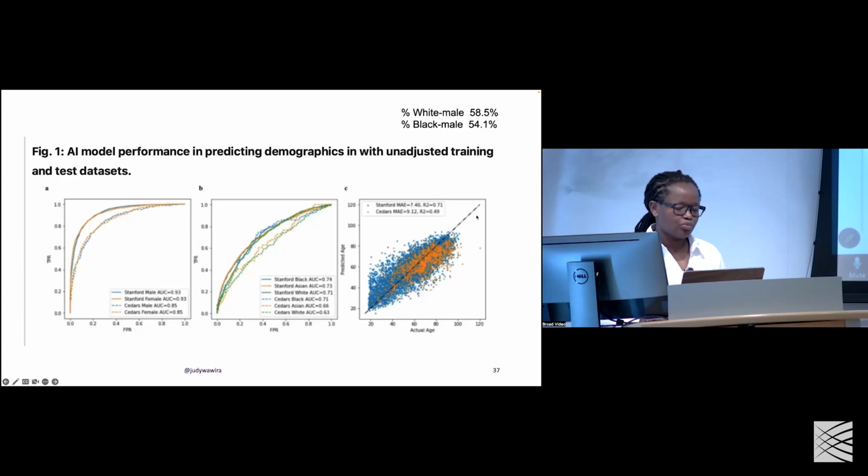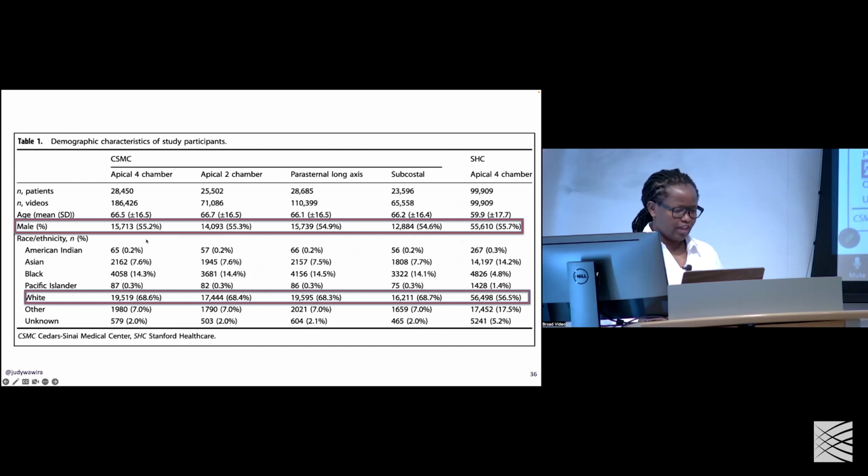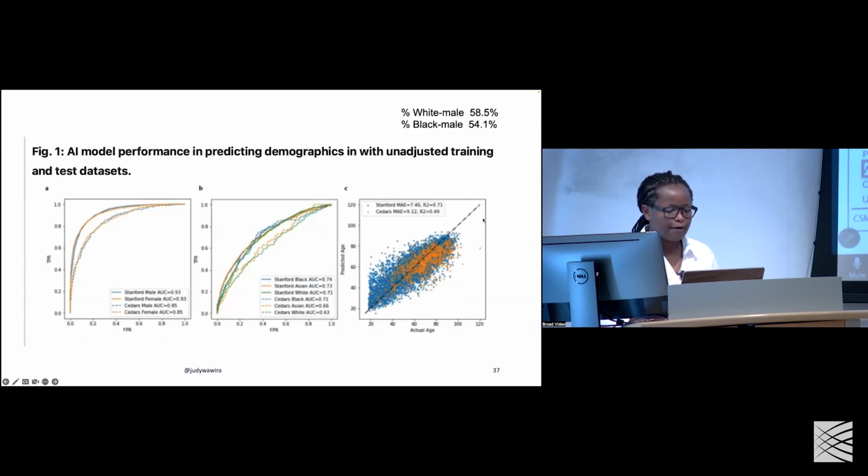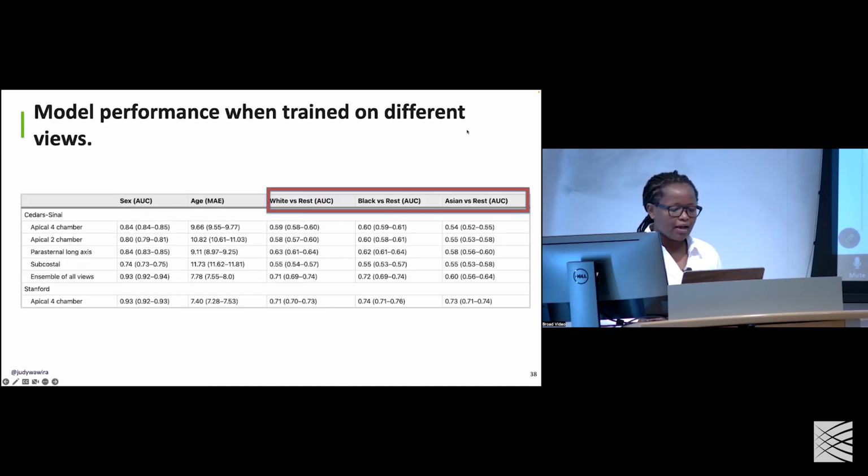They also try to predict the age. You can see the mean age was around the 60s, an older population in Cedars-Sinai, and maybe slightly younger patients in Stanford who get echocardiograms, which are just ultrasounds of the heart. And so they start to do some different experiments. In this data set, which is unadjusted, you can see that the population of males is higher.